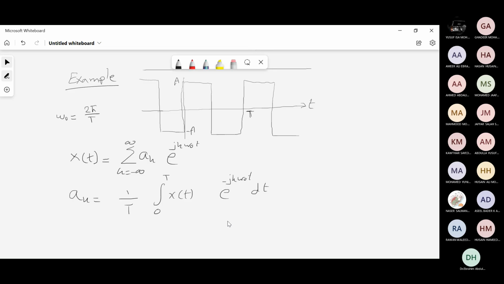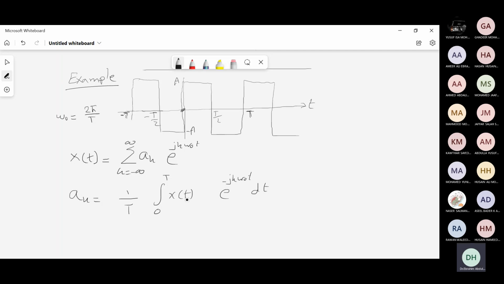Also, we said that for this integration, instead of from 0 to T, I can do it from here, and the same thing comes out. From minus T, for example, to 0, or from minus T over 2 to T over 2. Same thing. What matters is that it is one full period.